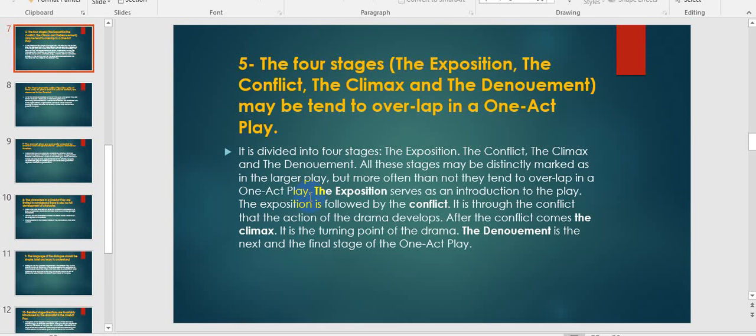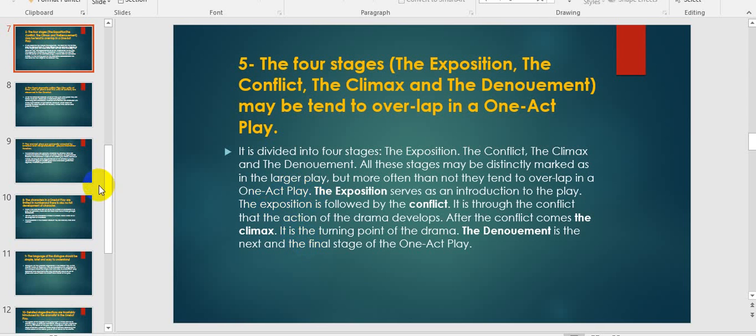The fourth and the final stage, which is the denouement, is the next and final stage of one act play. The play now reaches its end. One of the two contending forces now definitely gets victory over the other, and the action of the drama concludes and ends. So the play comes to an end just after the climax.